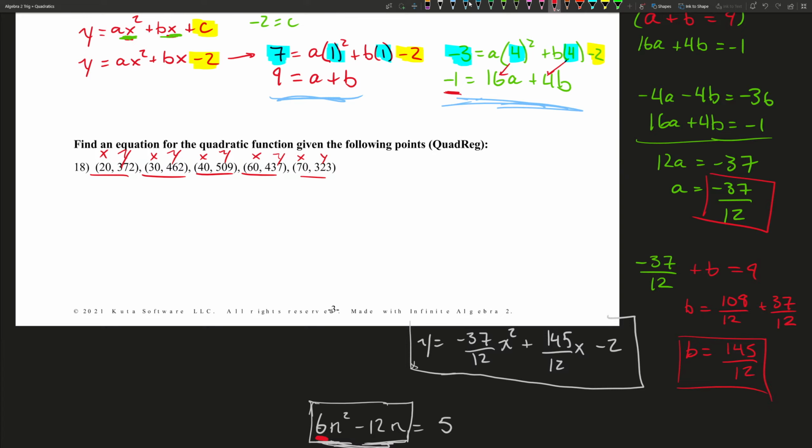In order to do this on a calculator, which is exactly what I'm expecting you to do, you hit the stat button, and we want to edit. So just hit enter. We want to put all of the x's in list 1. So 20, 30, 40, 60, and 70. That goes all in list 1.